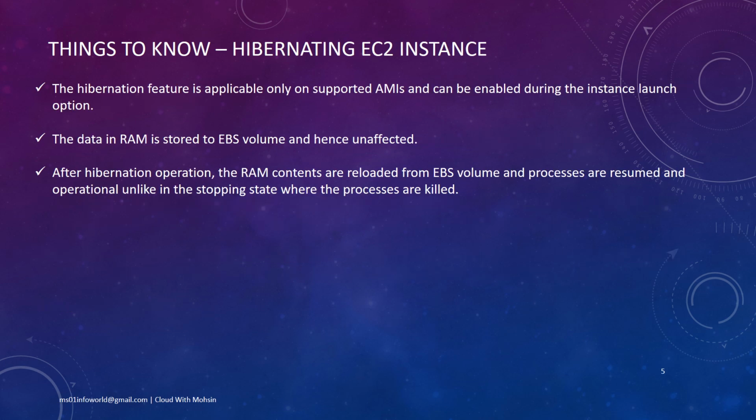Now let's talk about what happens in the hibernation of the EC2 instance. This feature is supported on only a few AMIs. It's not supported on all AMIs, and we can enable this option during the instance launch. In the hibernation state, the data is stored in the EBS volume, and once the instance is back after hibernating, the data in the RAM will be unaffected.